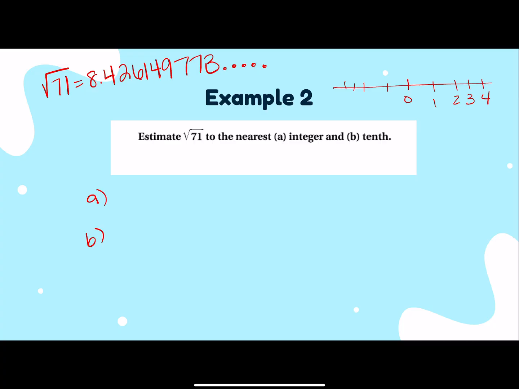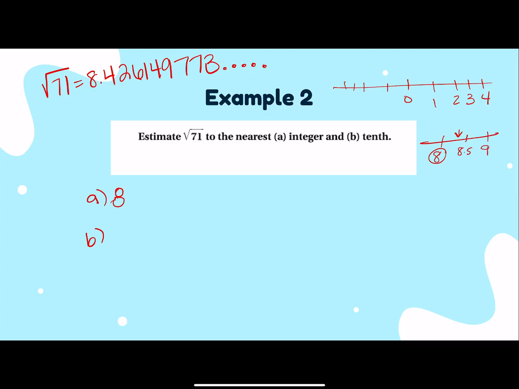What number or what two numbers would this decimal fall between? Well, on my number line, it's going to fall between 8 and 9. And it wants to know which one of these it is closer to. Well, 8.5 would be right here in the middle, right? But this is 8.4, so that means it's going to be over on this side of 8.5, so it's going to be closer to 8. So the nearest integer would be 8.